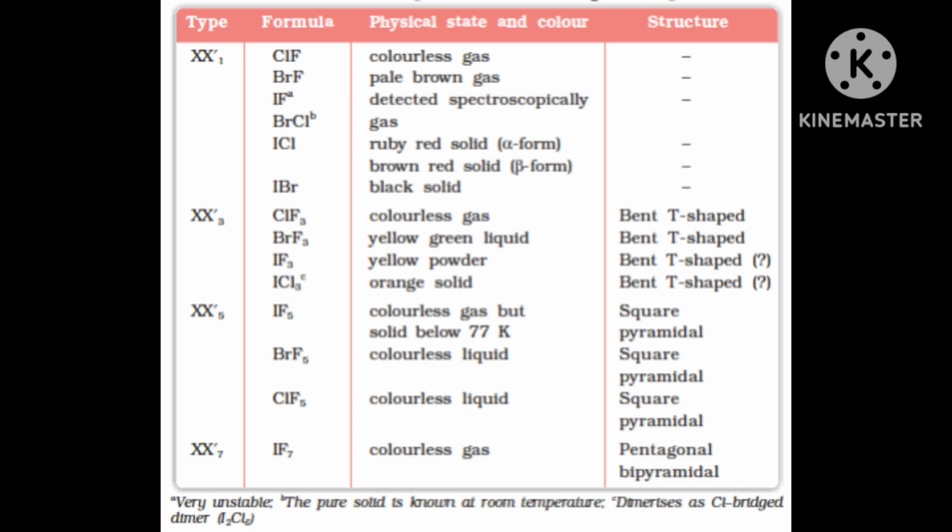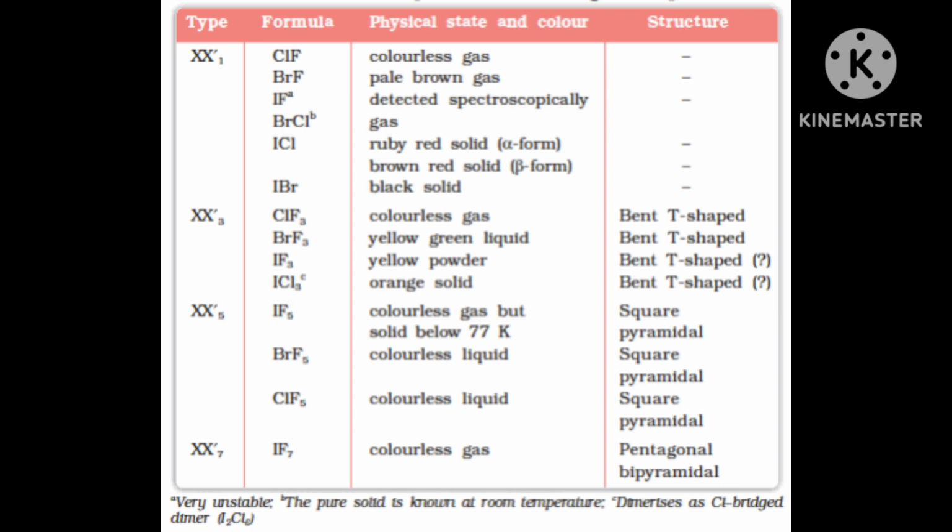Now one more reaction: Br2 plus 5F2, with fluorine in excess. Then Br2 plus 5F2 will form BrF5, bromine pentafluoride.